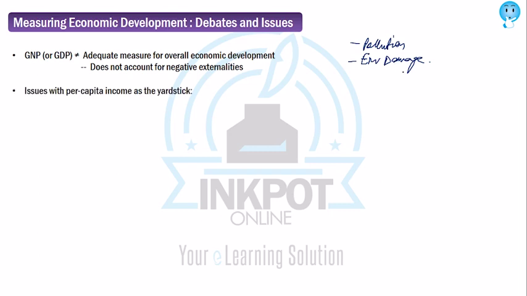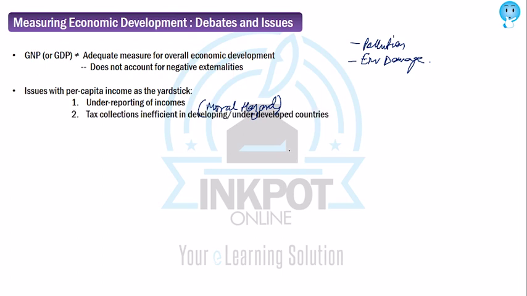Okay. Then per capita income also has issues. Number one, underreporting of incomes. Well, this is same as your moral hazard issue, isn't it? You remember? So people might not be reporting their incomes well. Then what can we do? Then how do we measure the development? This is an issue. Second issue could be tax collection being inefficient. Well, this is a very difficult case, especially in countries like India, right? Because of corruption, red tapeism, whatnot.